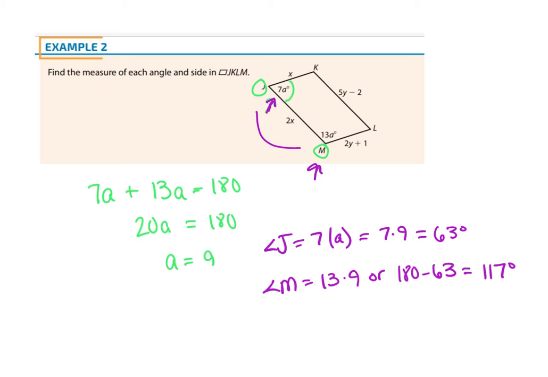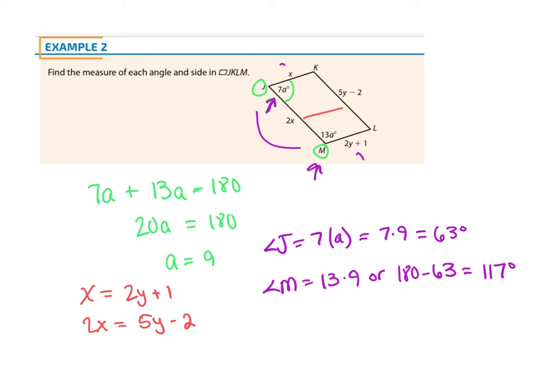All right, sides are actually a little more difficult here. I actually know that these two sides are congruent. So I know that x equals 2y plus 1. And I know that 2x equals 5y minus 2. But I have different variables in each equation, okay? And so you're going to have to go back to Algebra 1 and how we would have solved this, okay?